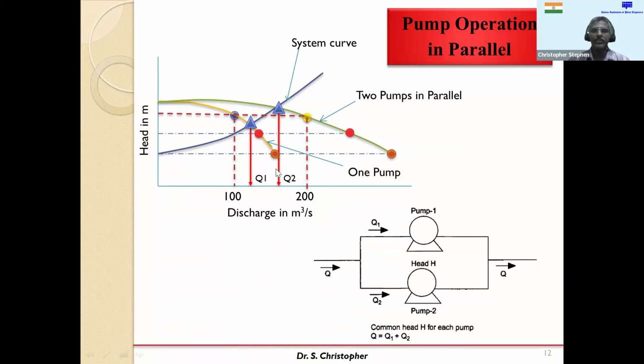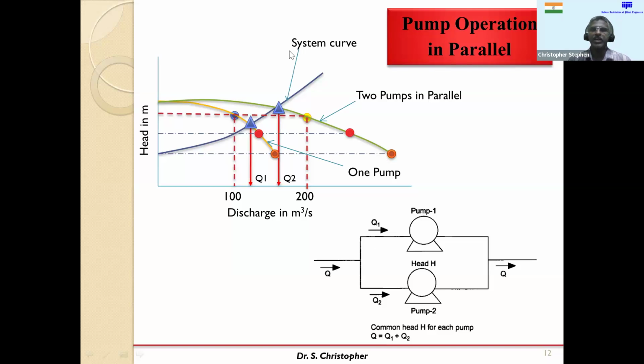By looking at this, you can see this single pump can develop this much Q, and a double pump means it will be double the flow rate. But in reality, if I'm going to operate it in a plant, the discharge will not be 2 times. The reason is, you can see the system curve.